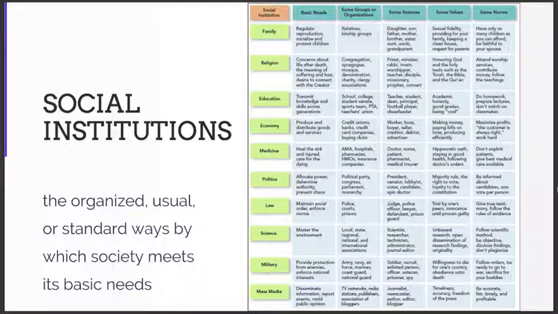We legitimate them in our laws, etc. So social institutions are these major, big organizing concepts we have that help society meet its basic needs and then continue to carry forward.